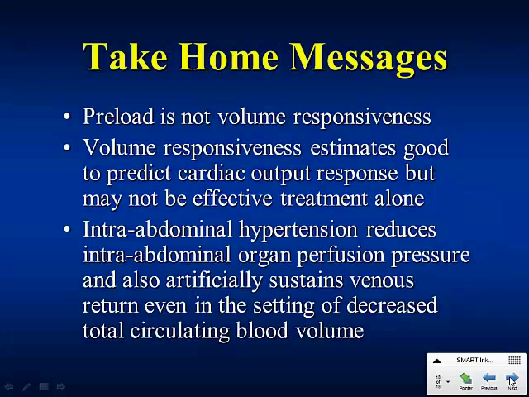Intra-abdominal hypertension, when present, masks hypovolemia, because you're squeezing on the belly, the same way that the military anti-shock trousers, which squeeze on the belly, allow you to be alive even though you've bled. It's the same principle. It doesn't change it. Okay.